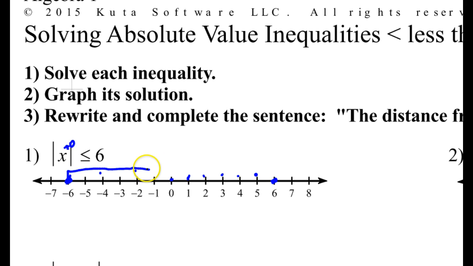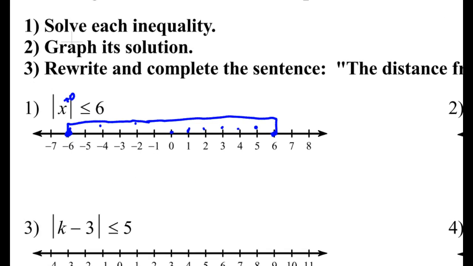So this is the big difference. When you have less than, instead of starting at a point and going further away, it's like this. You've got to find the boundaries, and it's going to be all the answers in between, because those are all less than 6 away from the center. That's how you're going to be ending a lot of these.